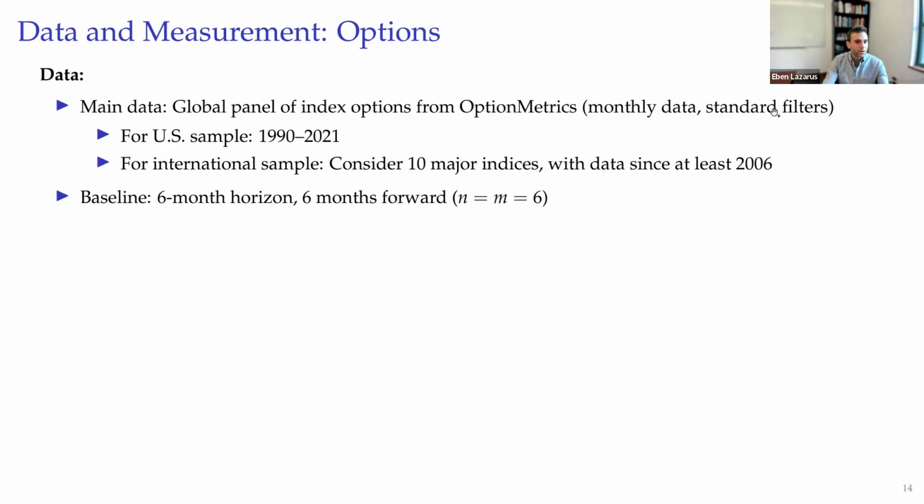So all our statements for forward return expectation forecast errors are robust, regardless of which filters we apply to the data. We have the longest sample possible, at least within this data set for the US sample. It goes back to 1990. For the international sample, things tend to start after 1990, and we consider 10 major indices that go back at least to 2006, and in some cases back to the early 90s. One downside is that, unlike in the CFO survey, we can't measure forward return expectations at particularly long horizons using option prices, because the options are not liquid out to super long horizons. There's going to be one exception that I'll talk about later, but our baseline is a 6 month horizon, 6 months forward. Based on option prices, what is the market's expected log return starting in 6 months for the following 6 months?